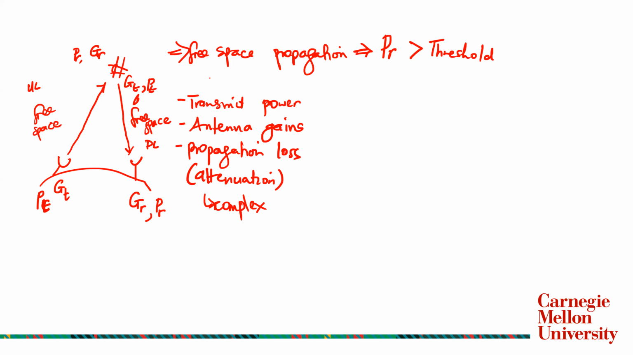So when we are doing free space propagation, I think Era keeps dropping off. Maybe she's having some issues.